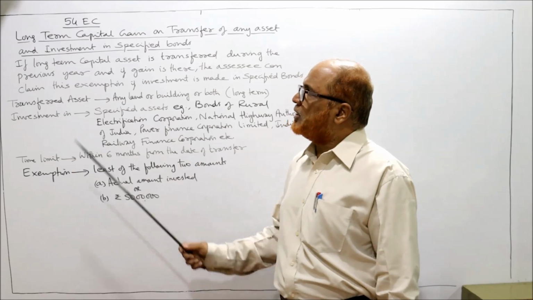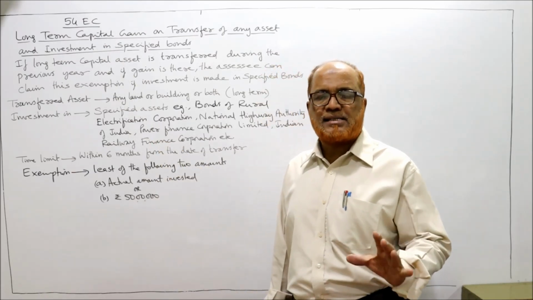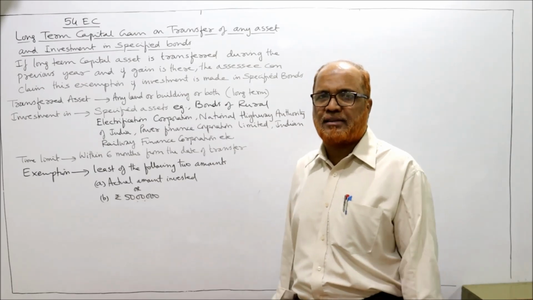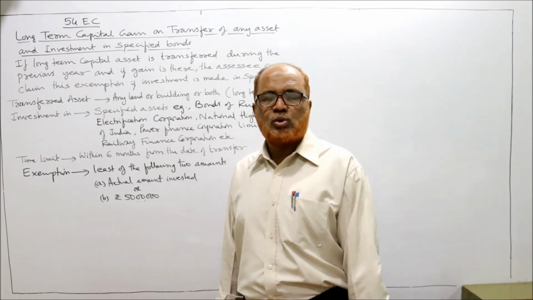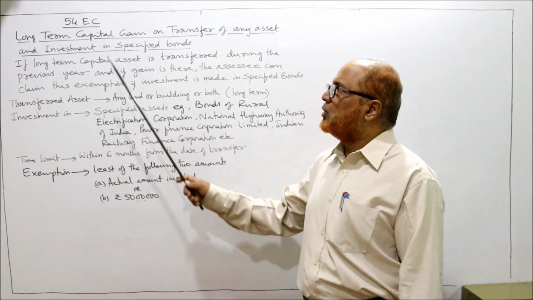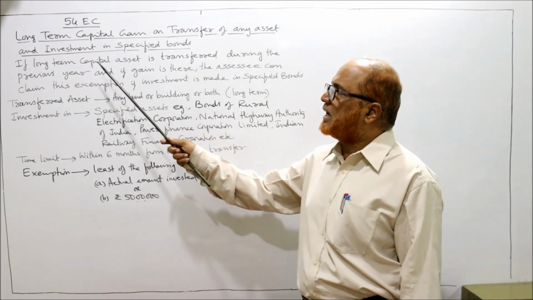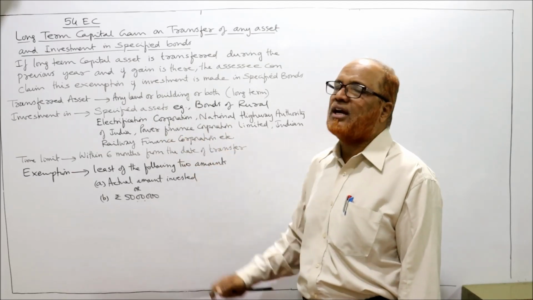Now the next exemption is under section 54EC. Only important exemptions I am explaining. Some more exemptions are there, but they are very rarely used exemptions, but these are the ones commonly found in the problems. So 54EC, long-term capital gain on transfer of any asset and investment in specified bonds.